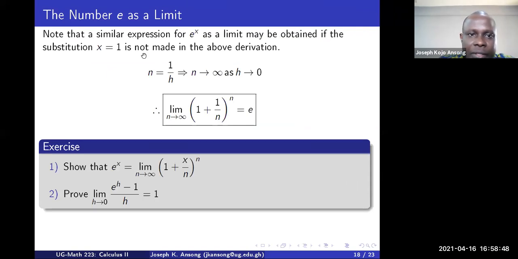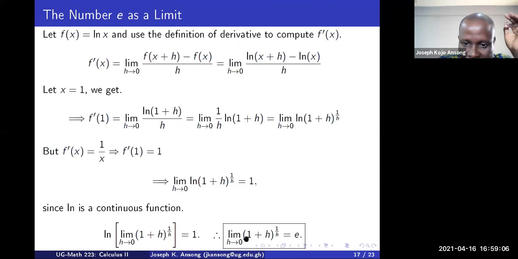Note that you can get a similar expression for e to the x as a limit if you just substitute x equals 1. But if you don't do this substitution, you can actually prove this. If you let n be 1 over h, here we want to turn this into a different limit. Instead of h going to 0, we want to turn it into a limit that is going to infinity. So make a substitution for 1 over h and see what you get.